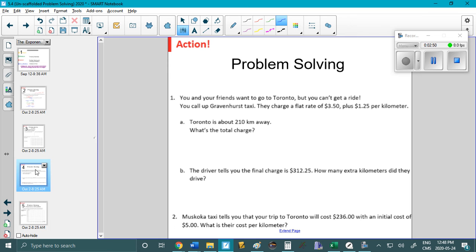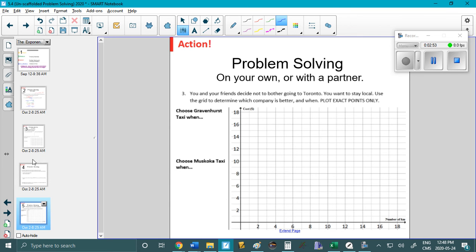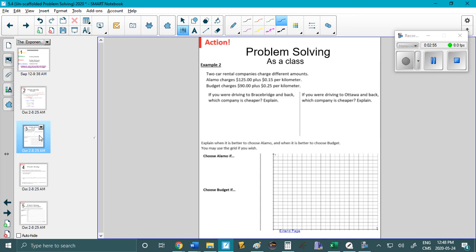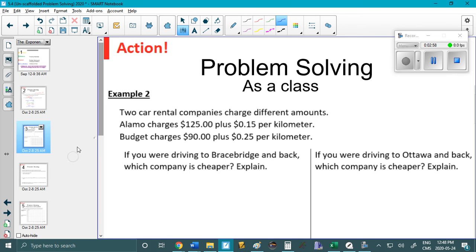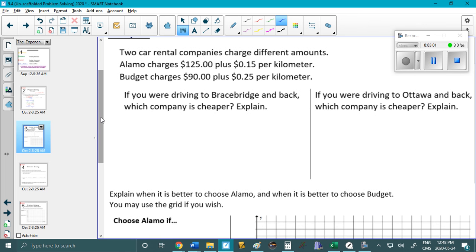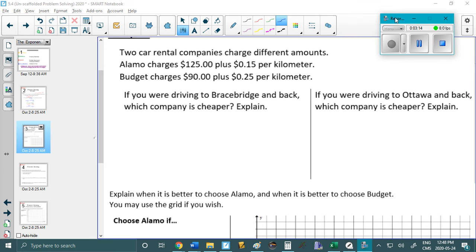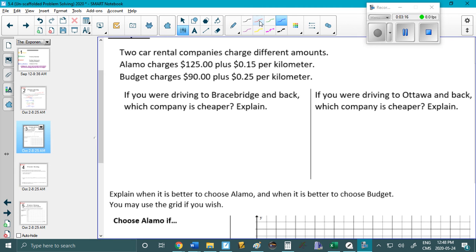Okay, example 2. And then you've got a couple of practice questions, and that's it. Super quick lesson today. All right, here we go. 2 car rental companies charge different amounts. Alamo charges $125 plus 15 cents per kilometer, and Budget charges 90 bucks plus 25 cents per kilometer. If you were driving to Bracebridge and back, which company is cheaper? So for me, Bracebridge is about 20 kilometers each way. Okay, so that's 40 kilometers.